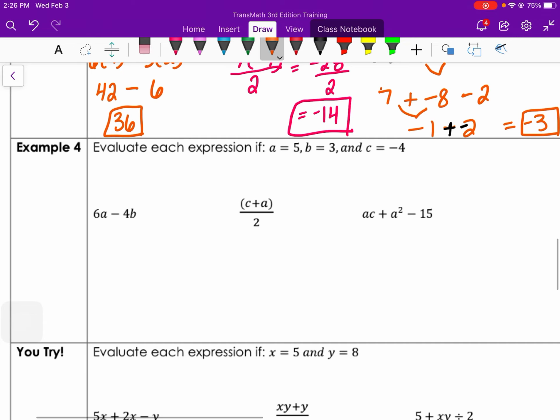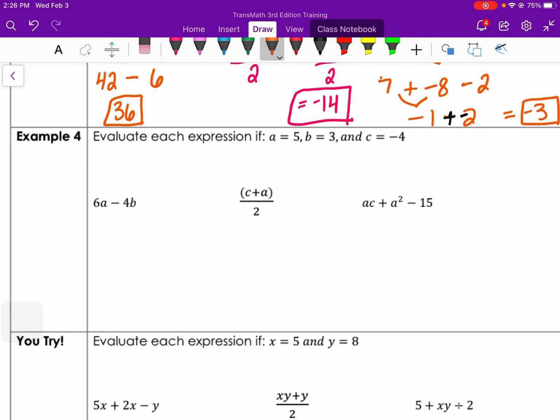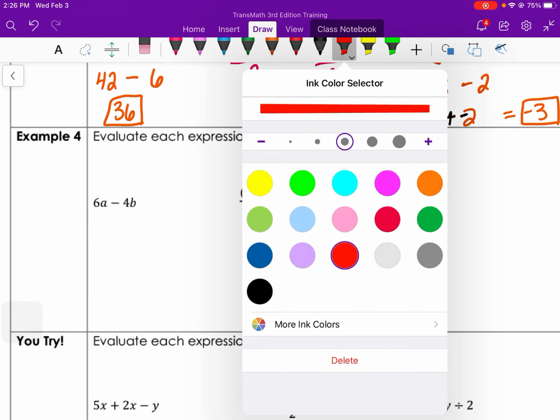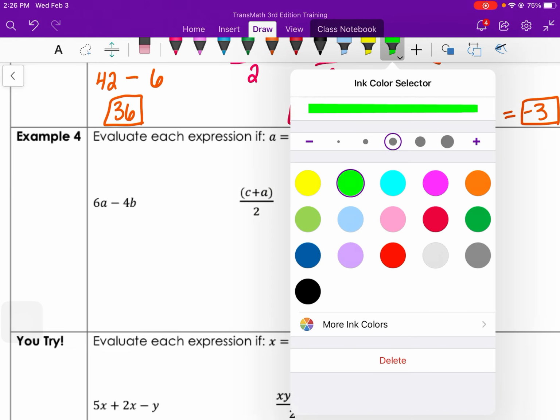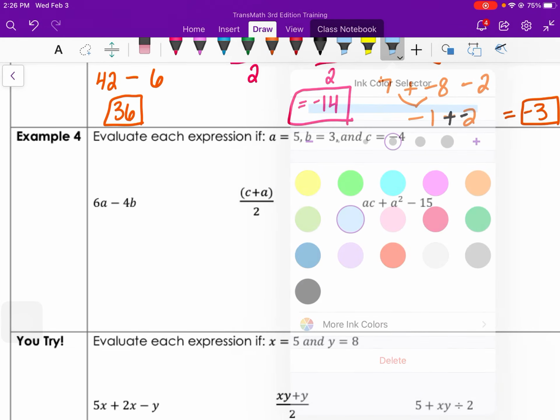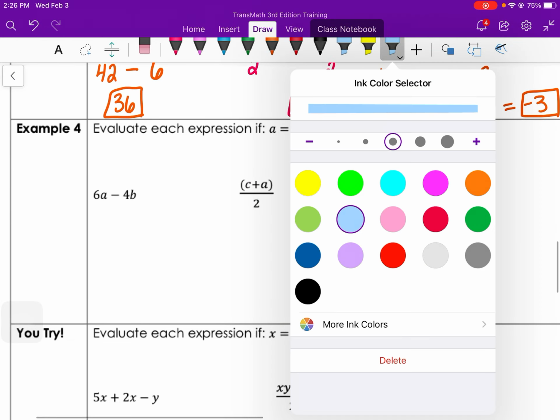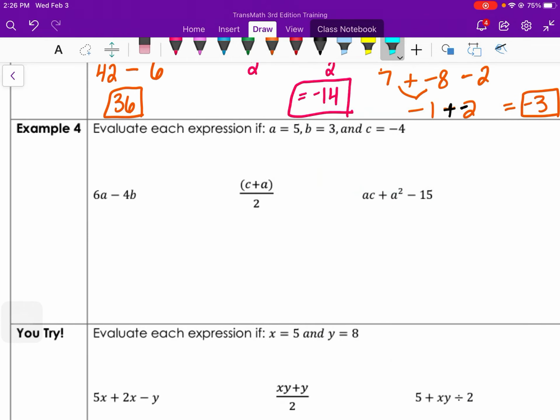Okay, let's do a few more. So this time I'm going to change my highlighter to just a lighter color so you can see it better. Okay, oops, can't do the same color though. There we go. So for anytime we have an A, I'm going to plug in a 5. If we have a B, I'm going to plug in a 3. And if we have a C, I'm going to plug in a -4.